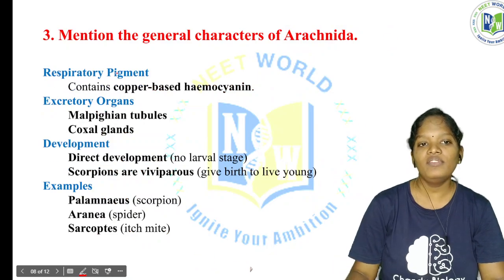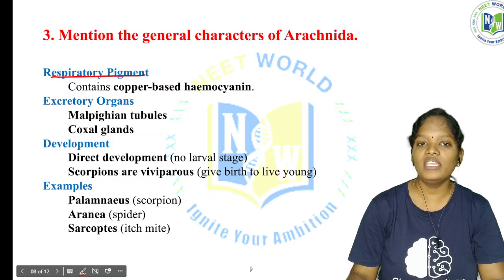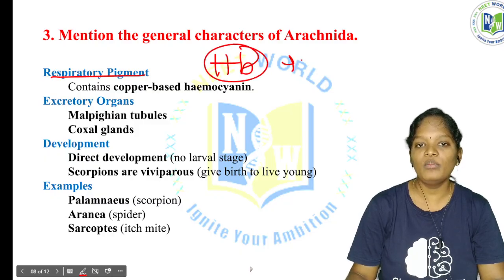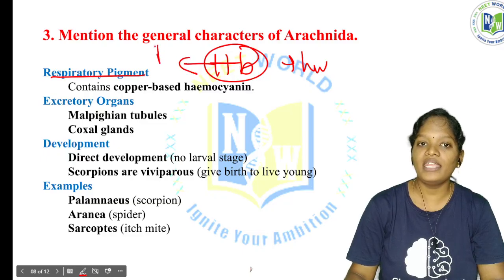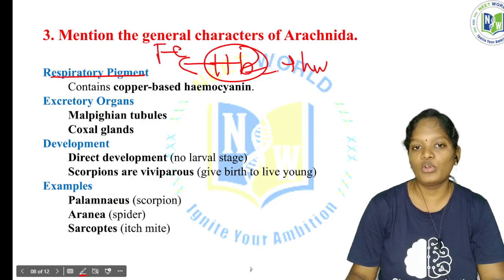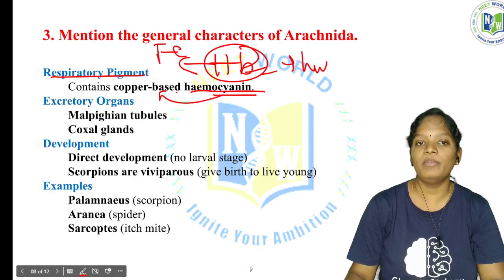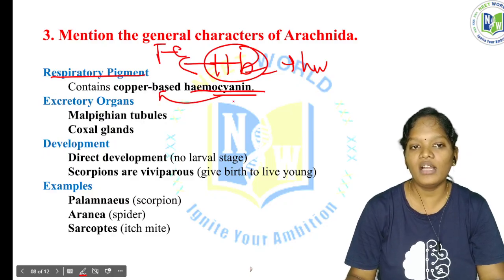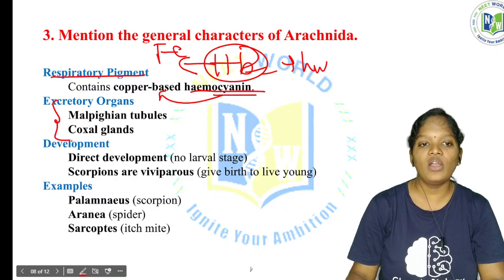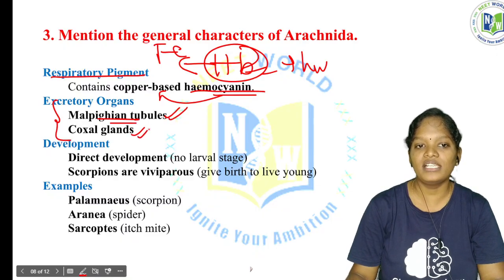Now what will be the respiratory pigment? In human beings, hemoglobin is the respiratory pigment, which is iron based. But here it will be hemocyanin. Here it is copper based. The central metal atom will be copper. And the excretory organs will be the Malpighian tubules and the coxal glands. So these are all the excretory organs.